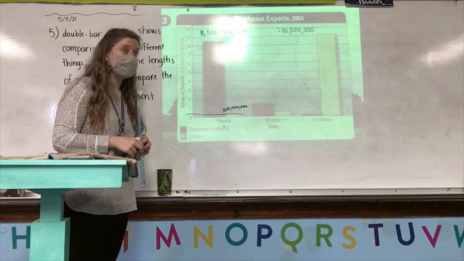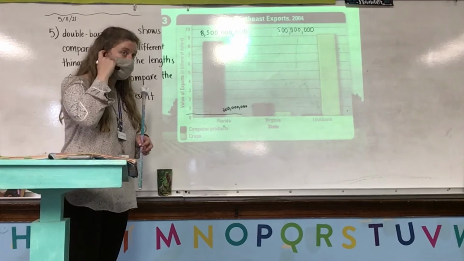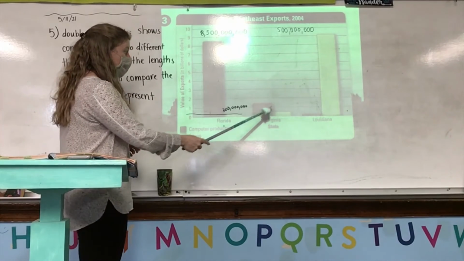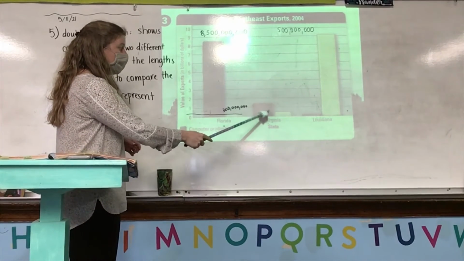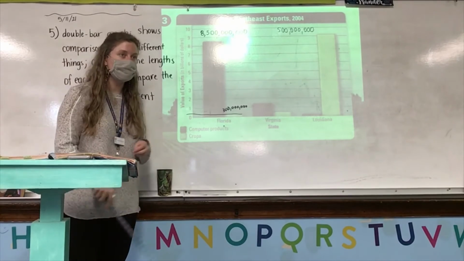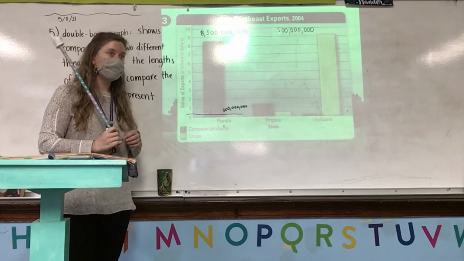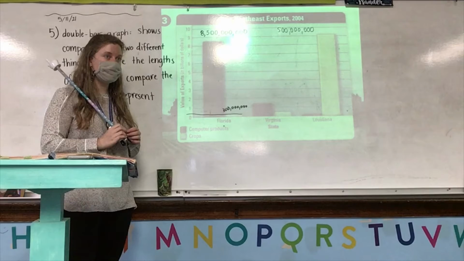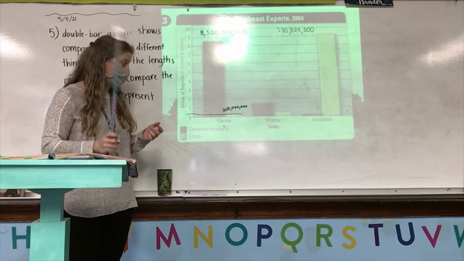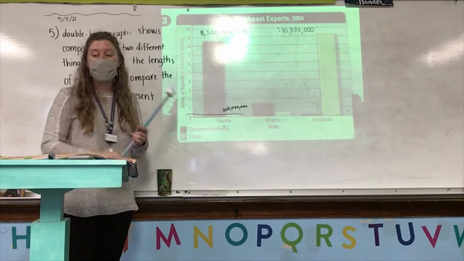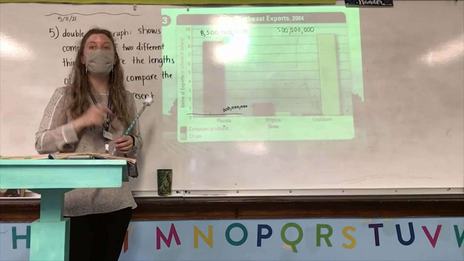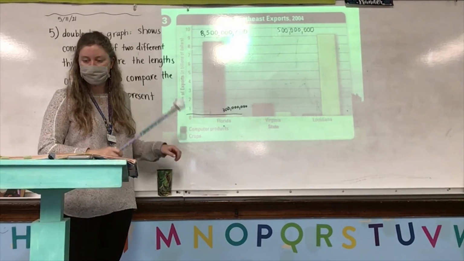Any other state? Virginia. Virginia's red bar is a little taller than its yellow bar. Anything else? Any other state? No. So Florida and Virginia both exported more computer products than crops.